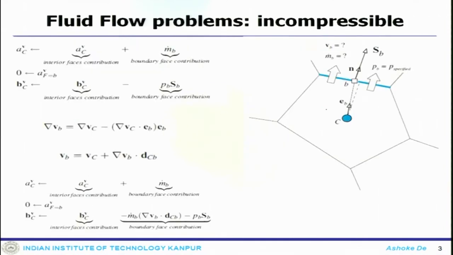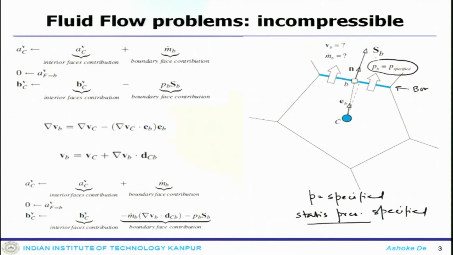So let us look at this schematic of a boundary condition, where this is the case where static pressure P is specified. So once you define the static pressure, that means this is the boundary surface, and your P_b is P specified, which is the static pressure. Please note, don't get confused with the static and dynamic pressure, or static or total pressure. This is purely the static pressure which is defined here, and which actually appears in your discretized equation.